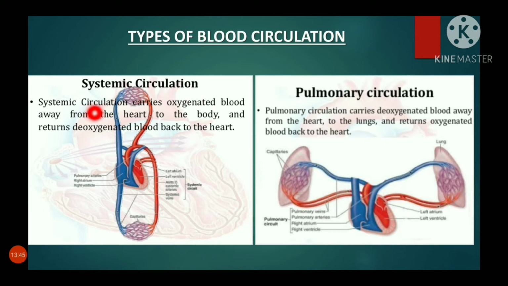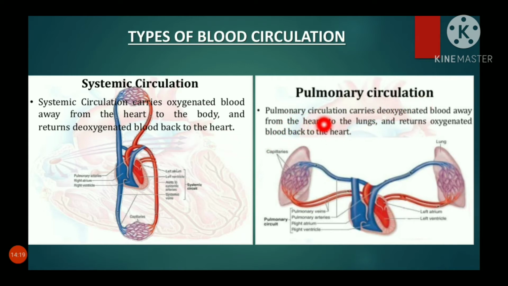First, let's see the systemic circulation. Systemic circulation carries oxygenated blood away from the heart to the body. That red color we have seen, the aorta, releases the oxygenated blood from the heart to the body and returns deoxygenated blood back to the heart. This is systemic.